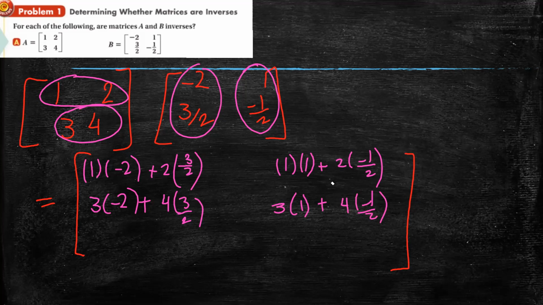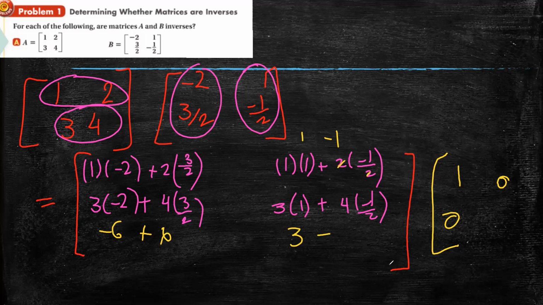We multiply them now. 1 times negative 2, negative 2, plus 3, 1. Then 1 minus 1, 0. Negative 6 plus 6, 0. 3 minus 2, 1. So this is an identity matrix.